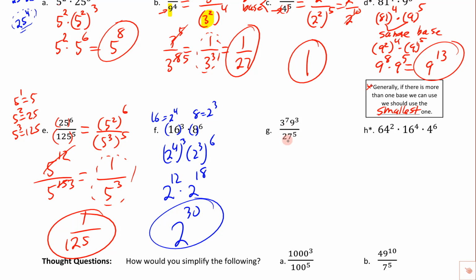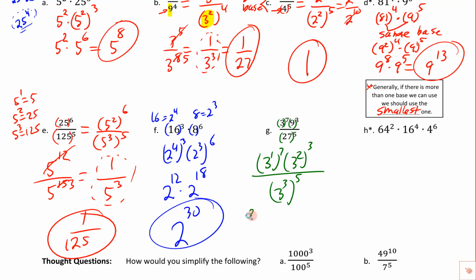Okay, we're going to take a look at this right here, and this is crazy. We've got 2 exponentials on the top and 1 exponential on the bottom, but I'm hoping that you recognize this. 3, 9, and 27. All of those are powers of 3. So if I wrote it, 3 to the 1st to the 7th, 3 to the 2nd to the 3rd, and 3 to the 3rd raised to the 5th. So 3 to the 1st is 3, 3 to the 2nd is 9, 3 to the 3rd is 27. Again, that's why it's so important to have those powers memorized.